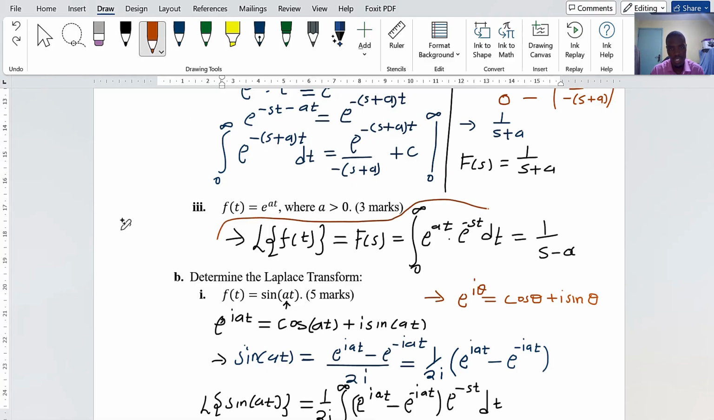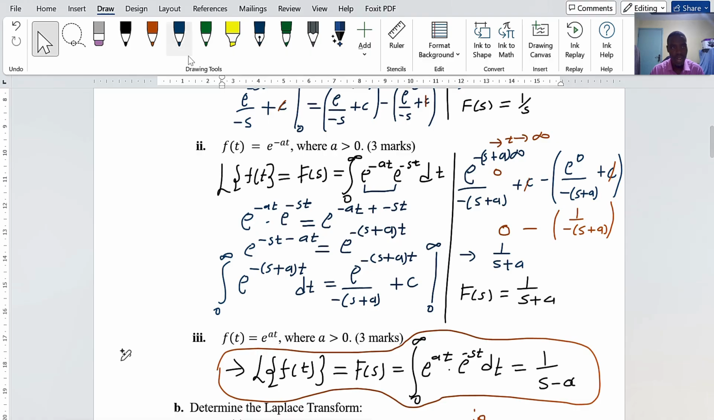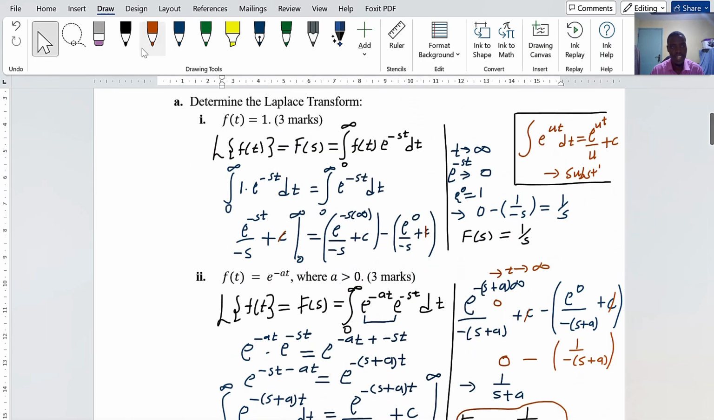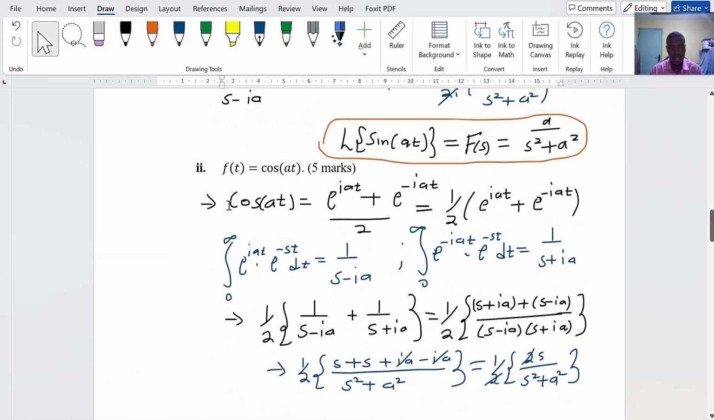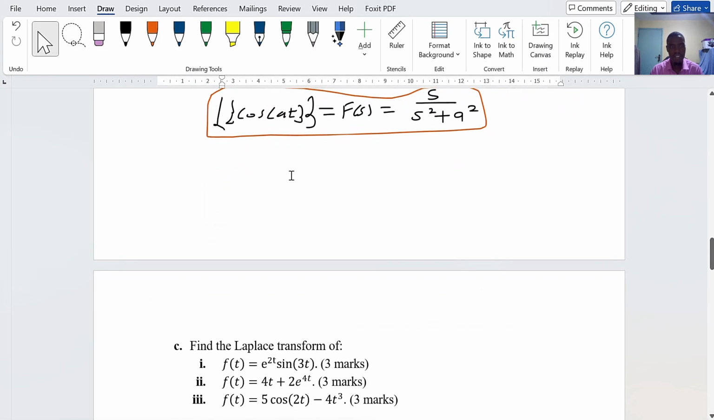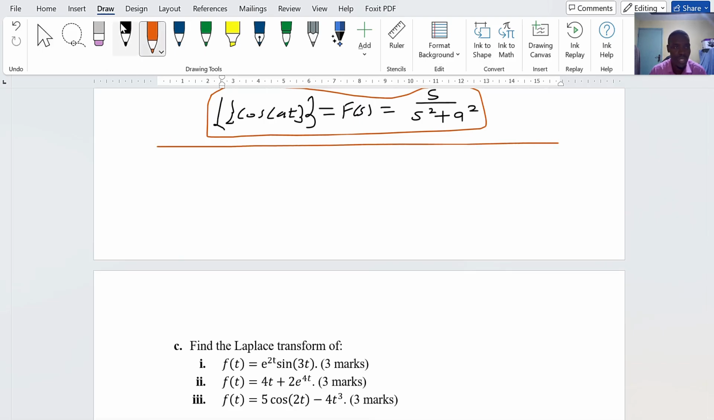exponential. So you need to remember, if you are dealing with the positive exponential, it is 1 over s minus a. And when you are dealing with a negative exponential, it's 1 over s plus a. And then for a constant, it is just 1 over s. So if it is 3, 3 over s. If it is 4, 4 over s, like that. And that is that.